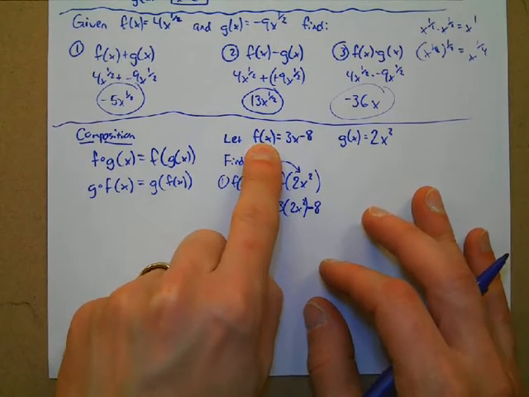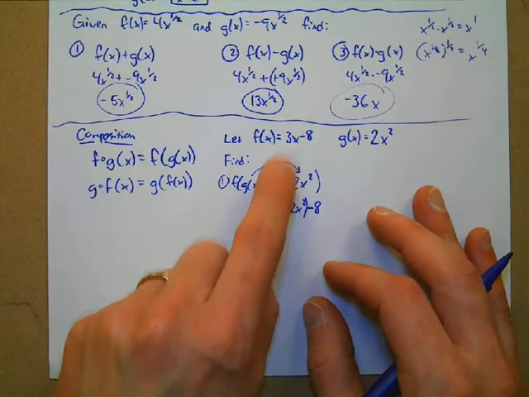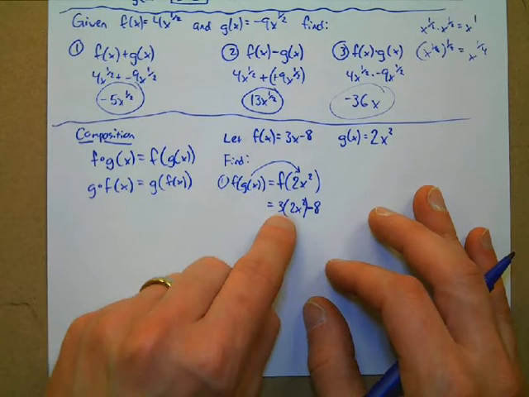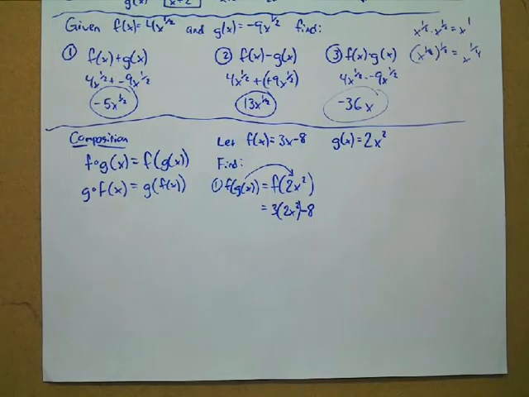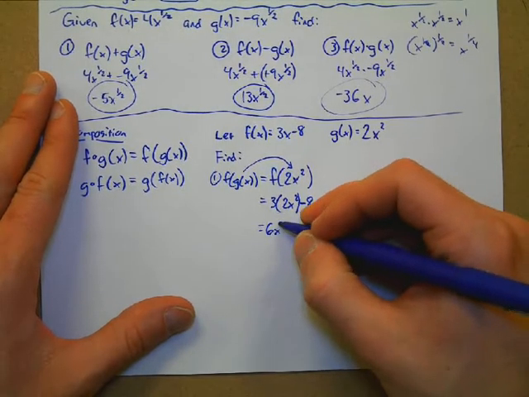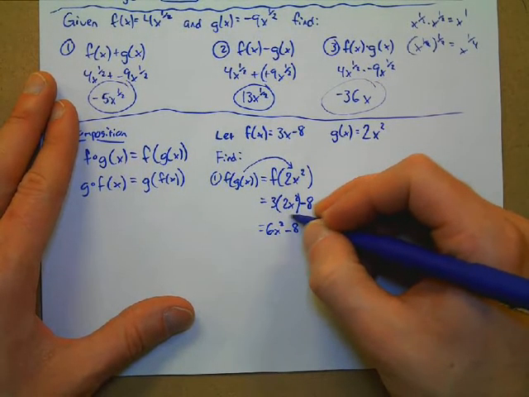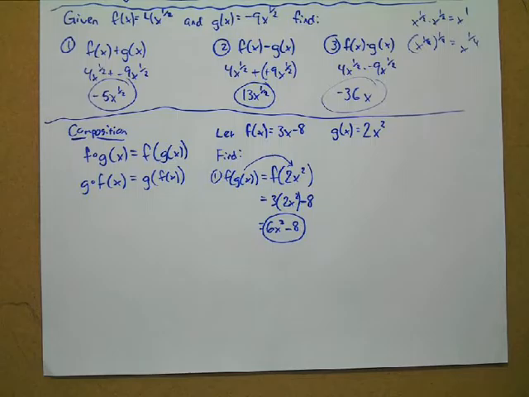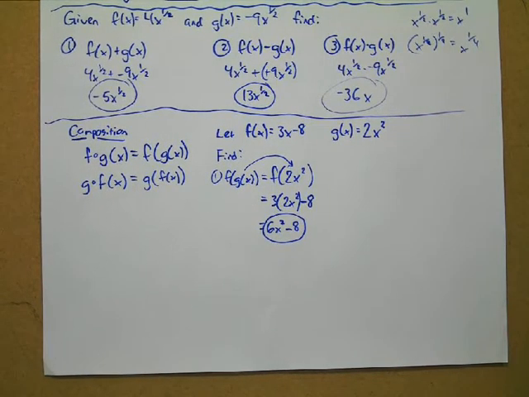All right, and we just simplify. What is 3 times 2x squared? 6x squared. And then minus 8. And that's our final answer because we can't simplify it any further. Questions on any of that?